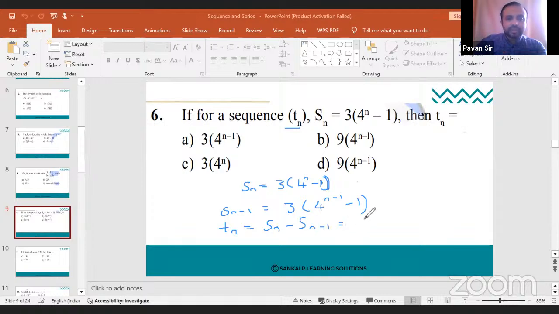Try to give the answer. That is 3 into 4 raised to n minus 1 minus 3 into 4 raised to n minus 1 minus 1. That will be the answer, that will be the series. That is nothing but Tn will be. Try to get the answer now fast. Options are given, A and so on.